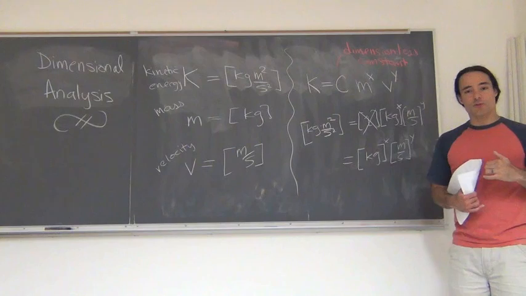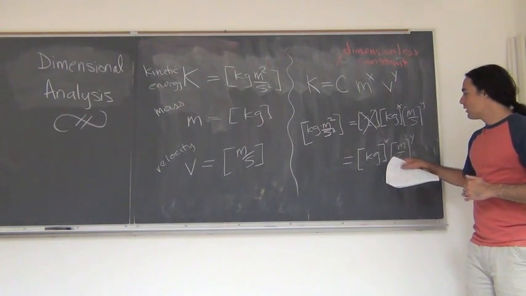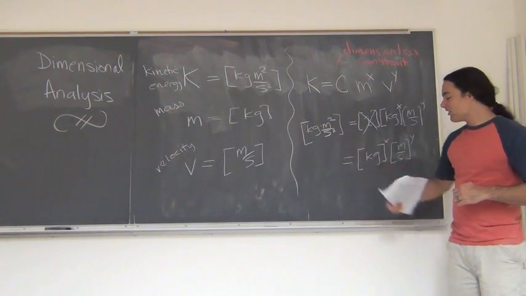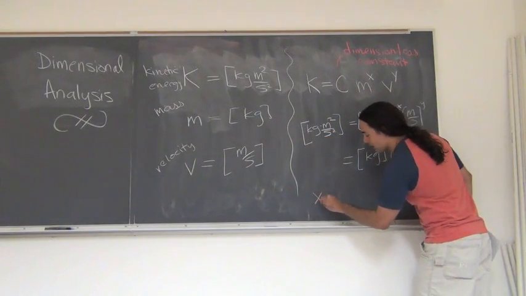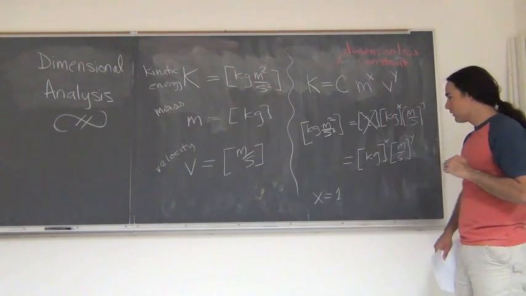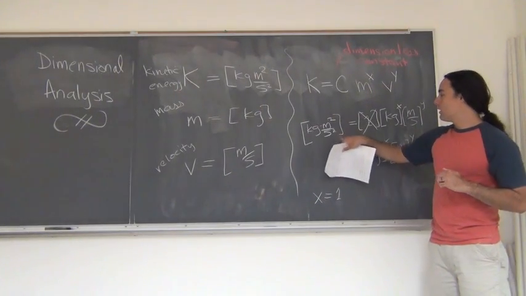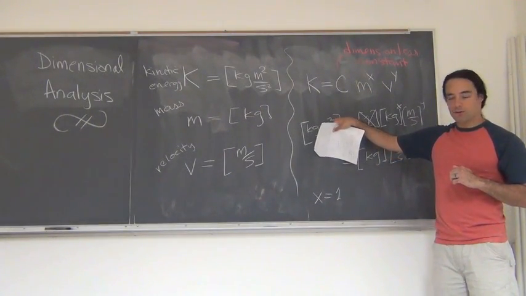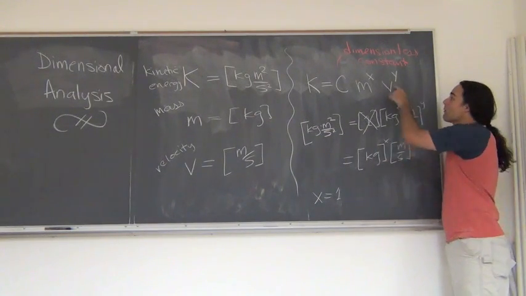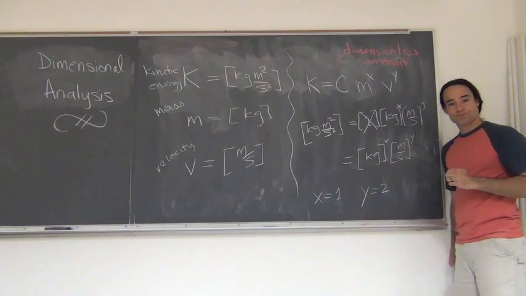Now if I stare at this for just a little bit, this doesn't have any kilograms in it. This has 1 kilogram in it. So to get kilograms on this side, I am going to need x is 1, so that I have mass to the first power. Over here, I've got meters over seconds. Here I have 2 units of meters over 2 units of seconds. So then I just need to square my velocity. My y has to be 2.